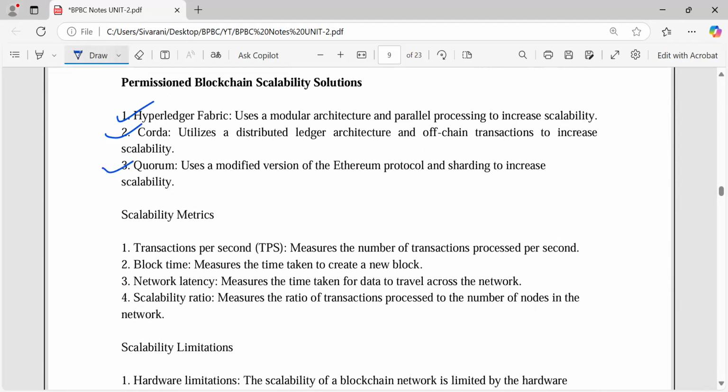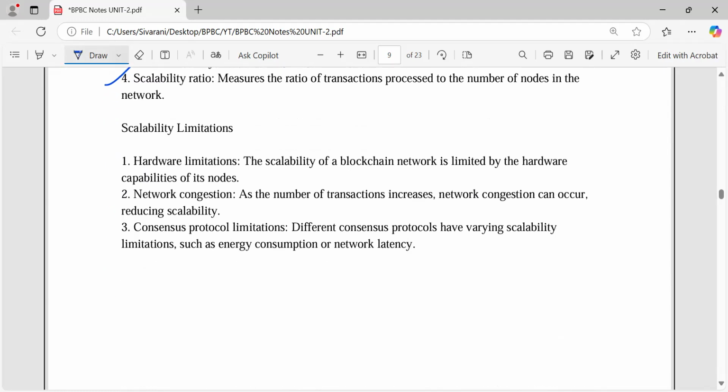What are the scalability metrics? We maintain transactions per second, block time, network latency, and scalability ratio. What are the scalability limitations? They are hardware limitation, network congestion, and consensus protocol limitation.